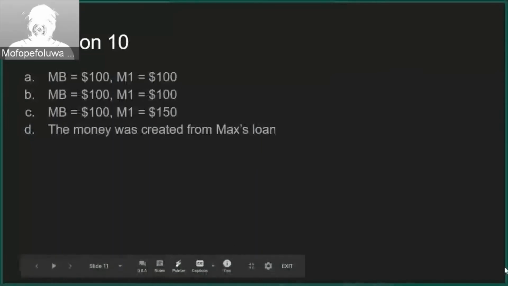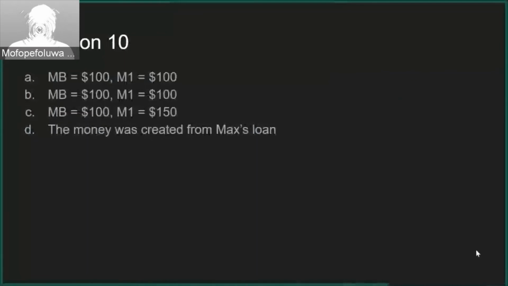Right. So question 10A, it asks what the monetary base and M1 would be before Edith deposits her money, and that would be 100 for the monetary base and 100 for M1. And then in the case after she deposits her money, but before Max gets his loan, the monetary base and M1 would still be 100. There'll be no change there. But then after Max collects a loan from the bank, the monetary base will still be the same, but M1 would have increased from 100 to 150.